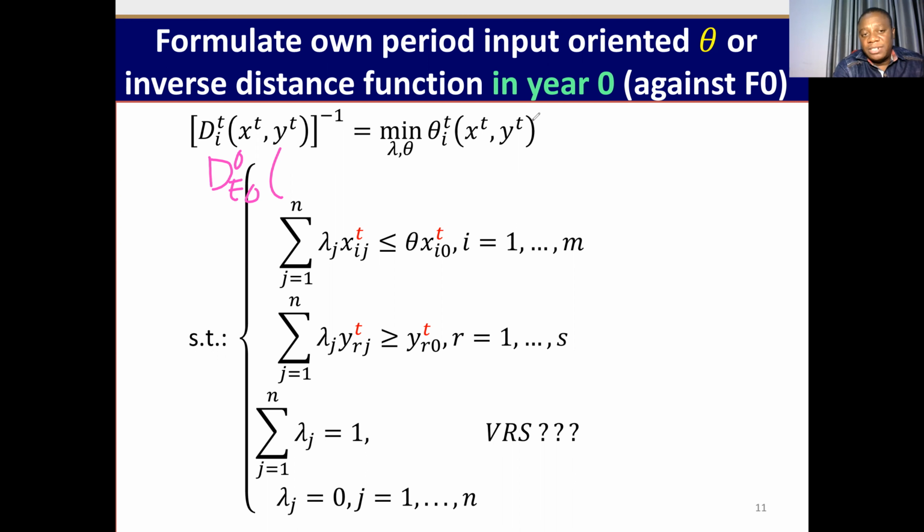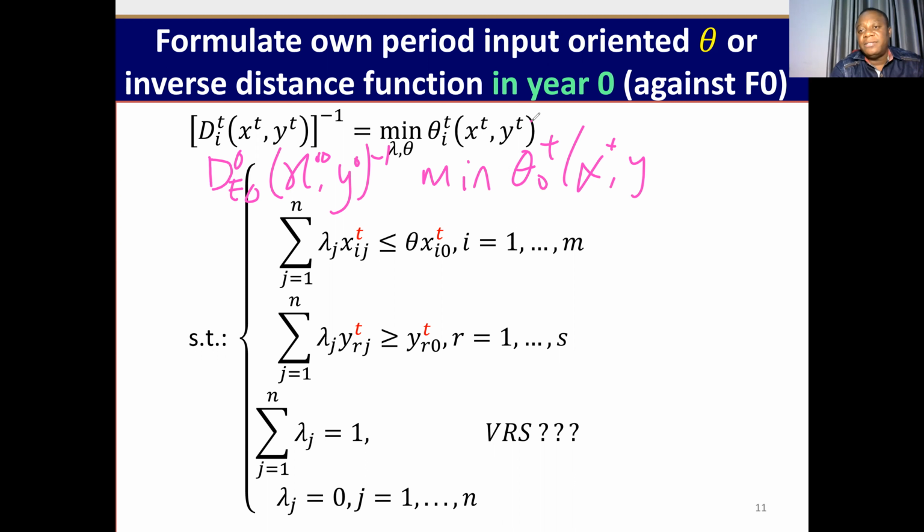It is in this format: x in year 0, and then y in year 0, to the power -1. Then you are going to minimize this theta, in year 0, or let's use the same 0 but year t, and then x t, and then y t. So that's the first part. The frontier means that this one is the weighted sum of all the inputs in year 0.